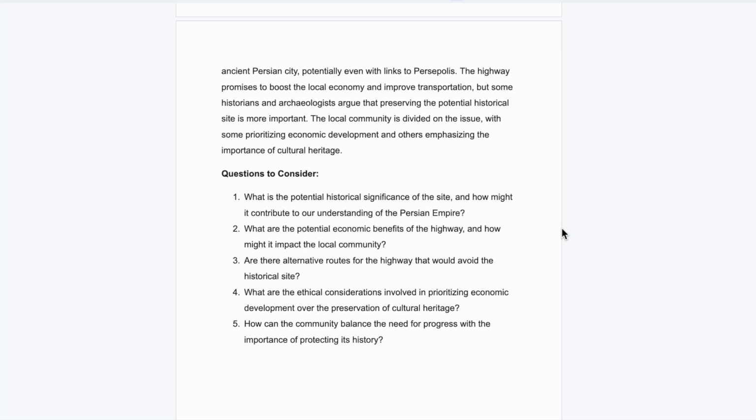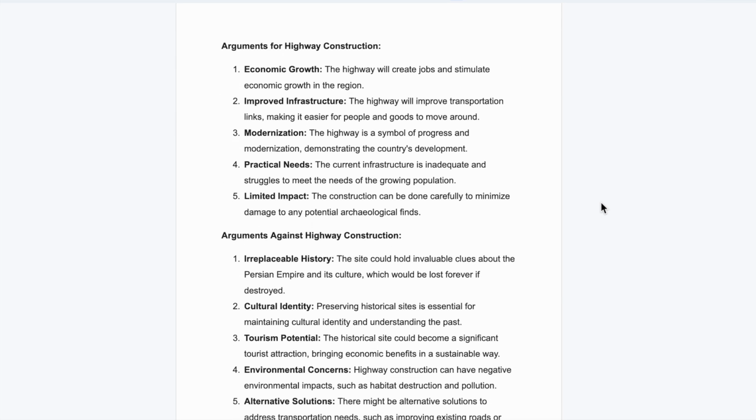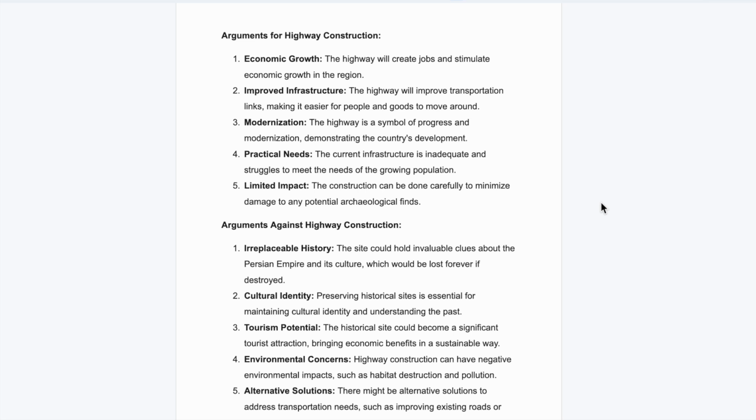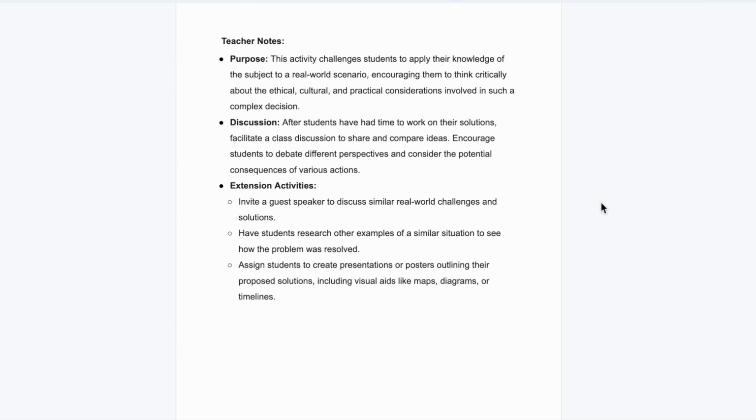So I have 5 questions here to consider, and this is just to invoke deeper thought and get the students thinking a little bit more critically about the situation. And then this basically serves as the answer key. These are the possible arguments for both sides. This is a great way to make sure your students are on the right track. It's also interesting if they come up with an idea that's not on the answer key. That's really cool too. After the answer key, we have teacher notes again. This includes the purpose of the activity, a possibility for a discussion, and some possible extension activities. But that's going to be a real world application worksheet.